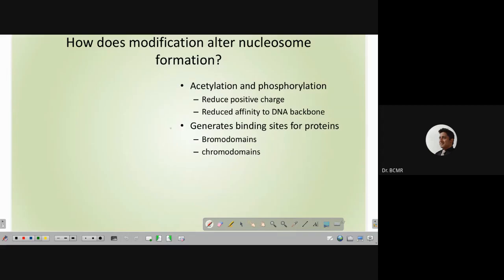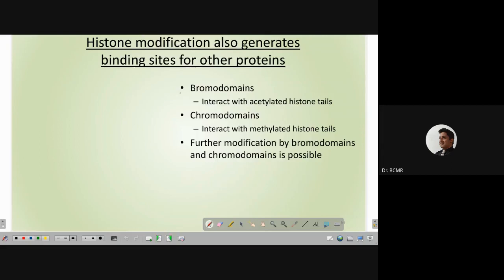We will discuss with the figure that will help us, bromodomains and chromodomains. Okay, I was telling you a little bit about it in the previous slide. Bromodomains, they bind to acetylated histone tails, right? And chromodomains, they can interact with methylated histone tails. Okay, so there will be many proteins which can interact with modified histone tails. And if they have to interact with the modified histone tails, they should either have a bromodomain or a chromodomain.